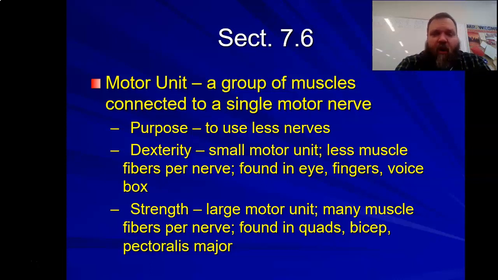Dexterity: small motor unit, fewer muscle fibers per nerve. They are found in the eye, the fingers, and the voice box. Strength: large motor units, many muscle fibers per nerve, found in the quads, the biceps, and the pectoralis major. So anything with a large muscle is going to have a large motor unit.